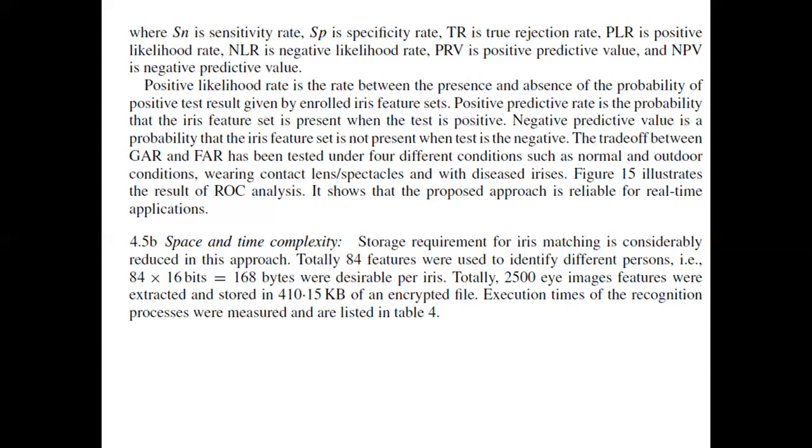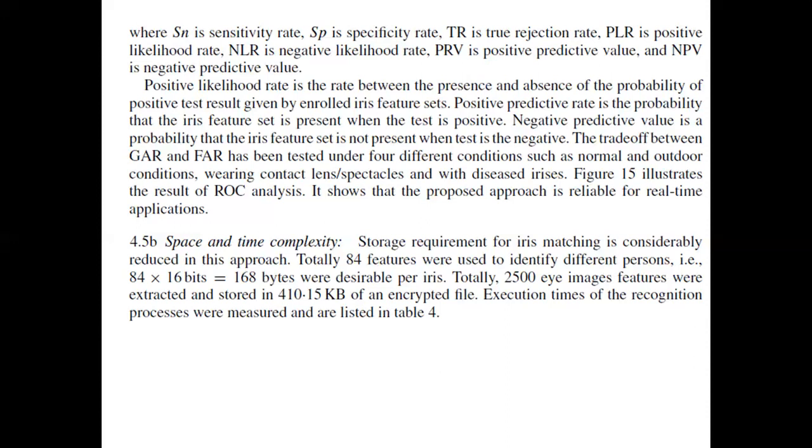The trade-off between genuine accept rate and false accept rate has been tested under different conditions such as normal, outdoor conditions, wearing contact lenses, spectacles, and diseased iris. The figures show the ROC analysis. In addition, to test the algorithm, in this research we have also tested the space and time complexity.